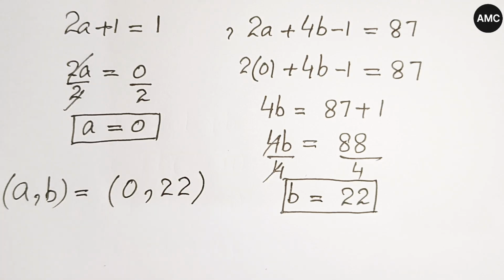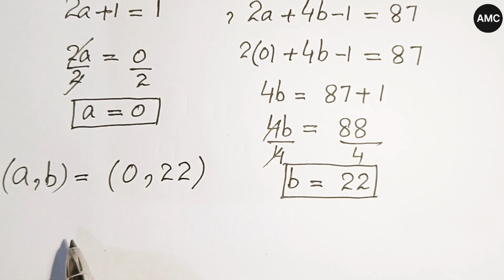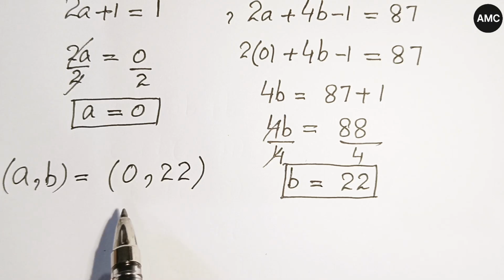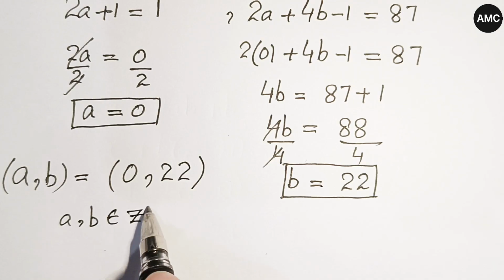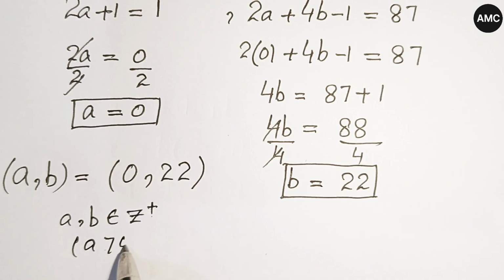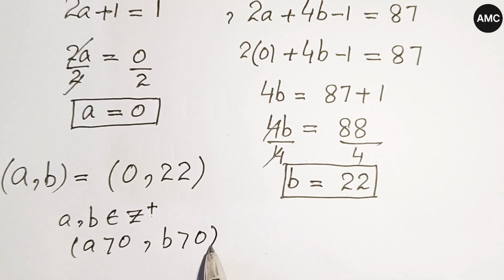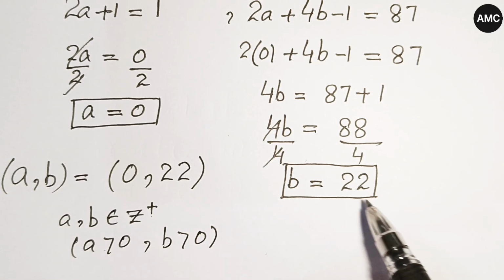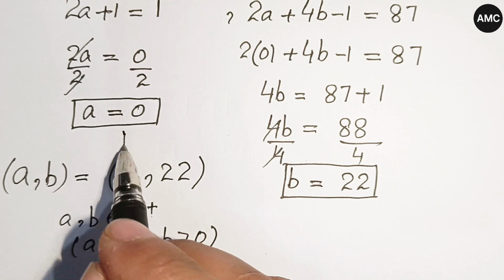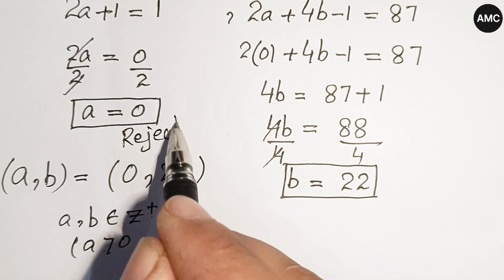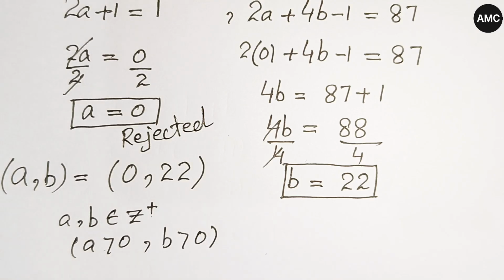But in the given problem, we know that a and b belong to positive integers. It means that a is greater than 0 and b is also greater than 0. Here we see that b is greater than 0, but the value of a is less than or equal to 0. So it is rejected. Now we don't use this pair here.